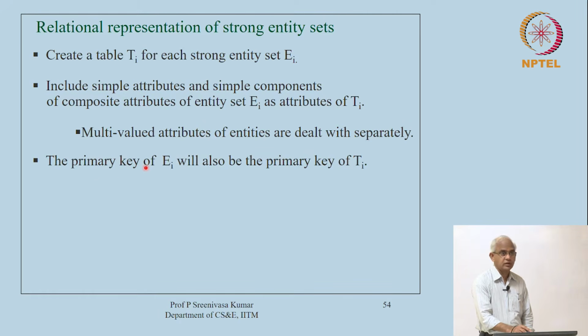Now, we have to decide the primary key for this table TI. So, the primary key will be basically decided by picking up the primary key of the entity EI.